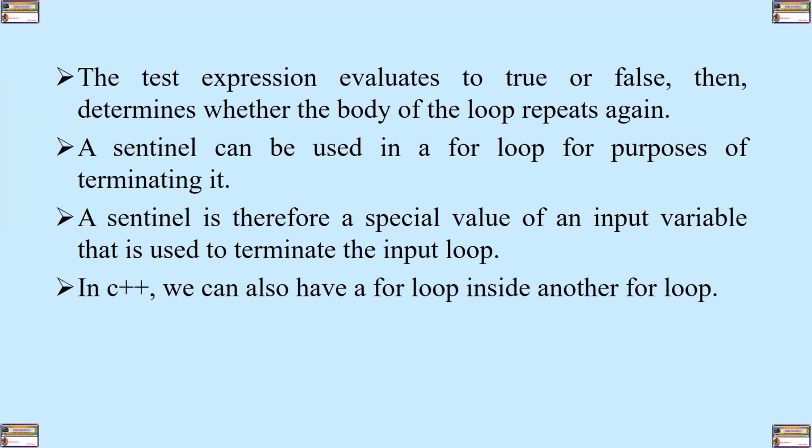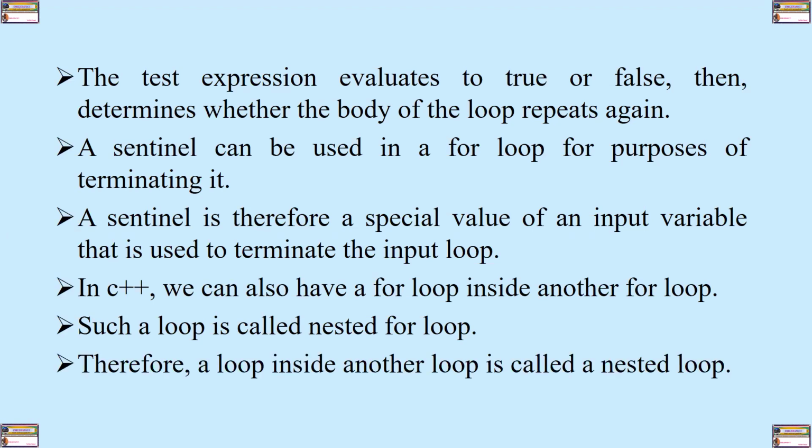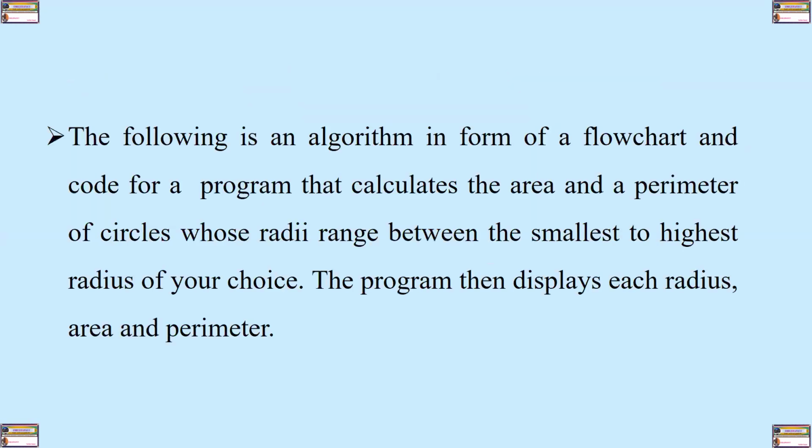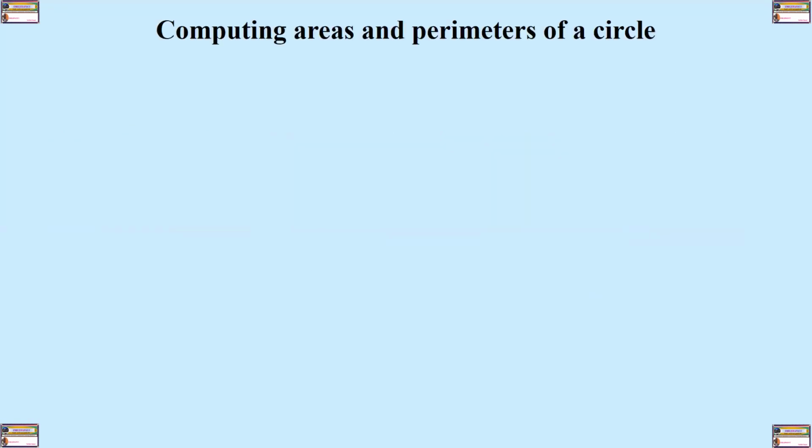In C++, we can also have a for loop inside another for loop. Such a loop is called a nested for loop. Therefore, a loop inside another loop is called a nested loop. The following is an algorithm in the form of a flowchart and code for a program that calculates the area and the perimeter of a circle whose radius ranges between the smallest and the highest radius of your choice. The program then displays each radius, perimeter, and area.